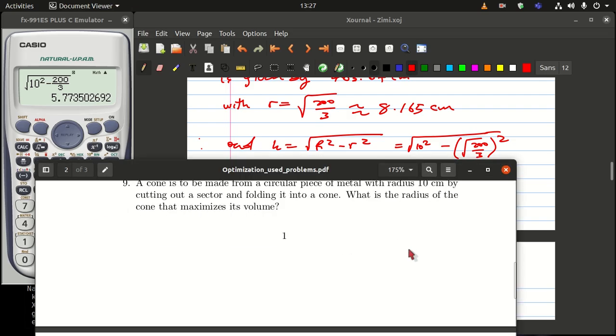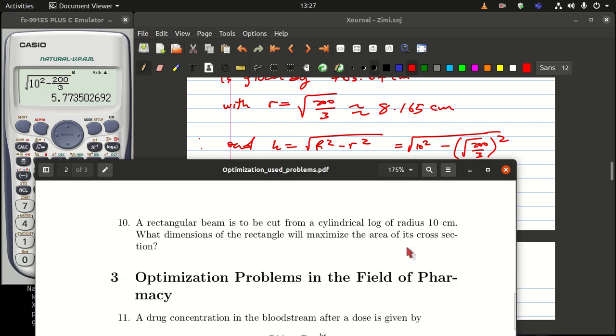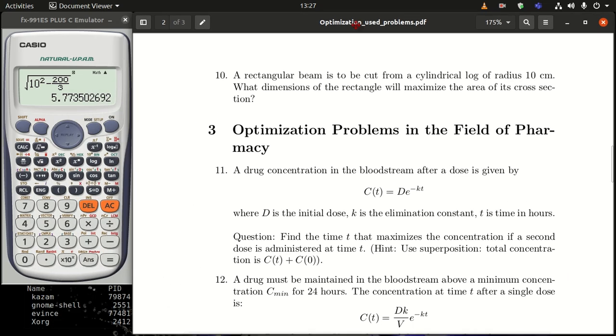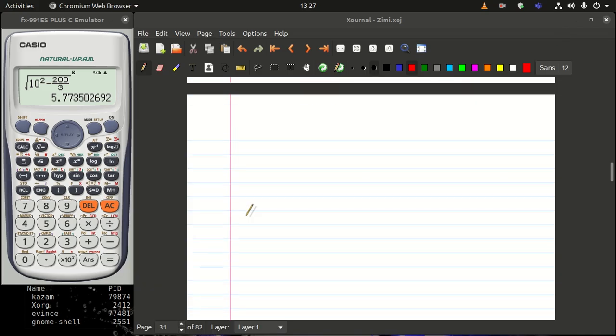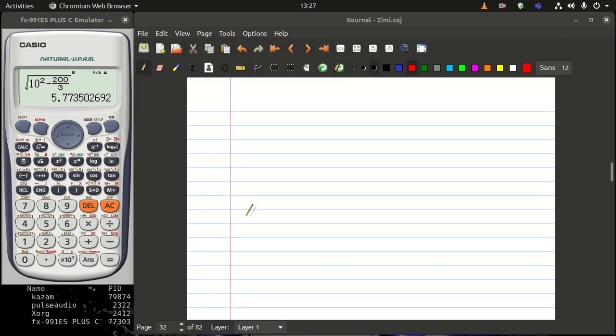And then the next thing, which is the last one, is question number 10. What is question number 10? Question number 10 is saying a rectangular beam is to be cut from a cylindrical log of radius 10 centimeters. So the radius is given. What dimensions of the rectangle will maximize the area of its cross section? So let me first try and draw some things here. Maybe we'll end up getting what is happening.